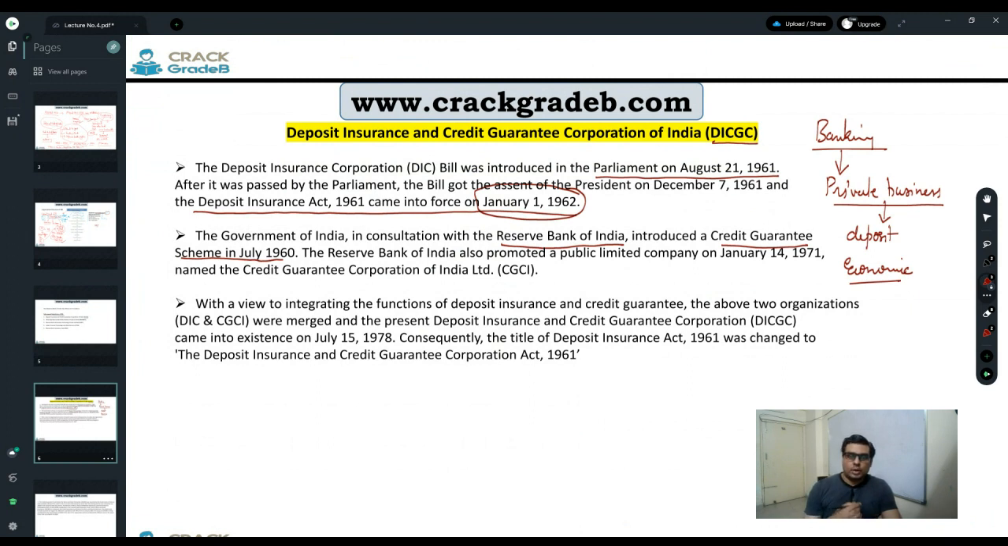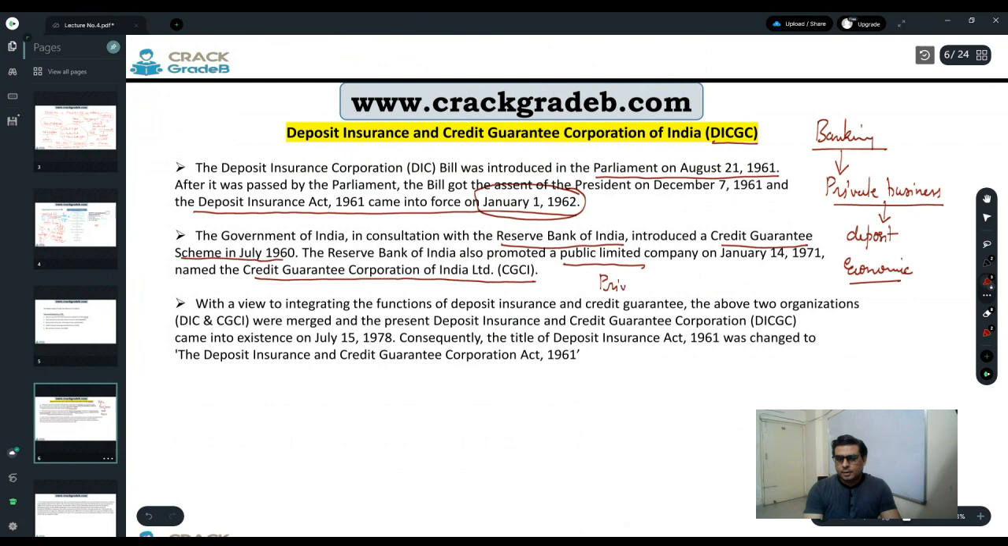And in order to implement that scheme, Reserve Bank of India created a company, and that company was known as Credit Guarantee Corporation of India. It was a public limited company. Many times you have heard about private limited and public limited company. What is the difference between a public limited company and a private limited company?